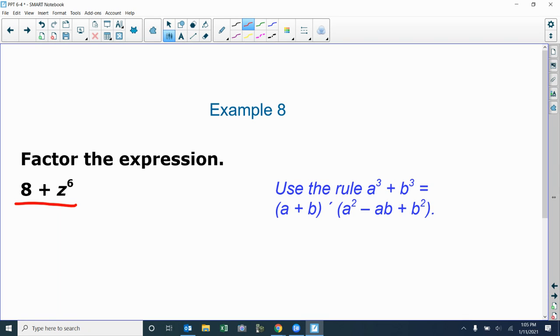Find out the perfect cube of 8. Of course, we've had that one. It is 2. The second one might be a little harder. What's the perfect cube of z to the 6? Remember, what do we do with exponents? We add them.